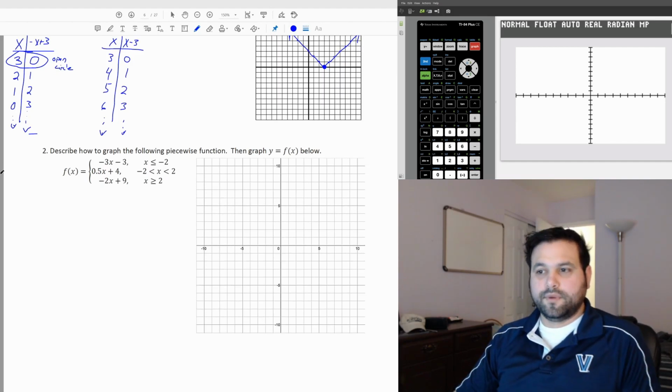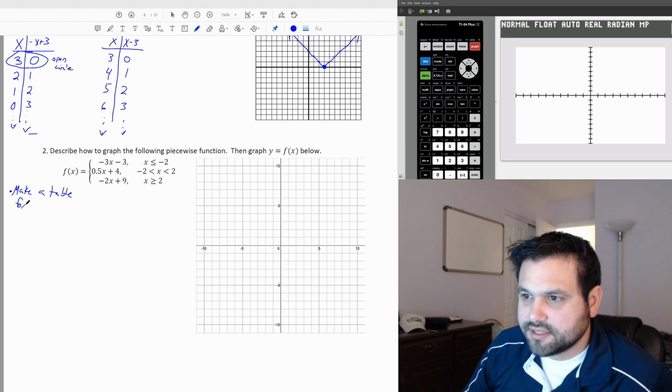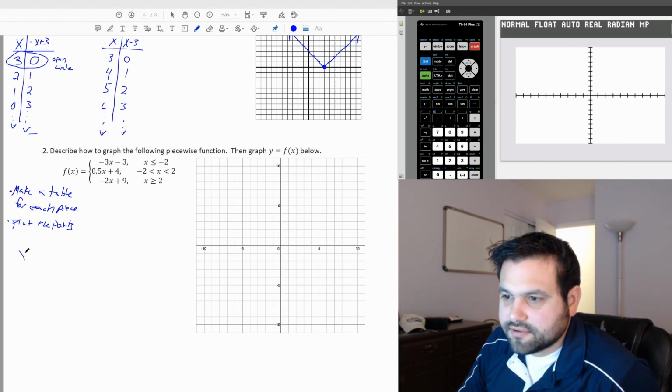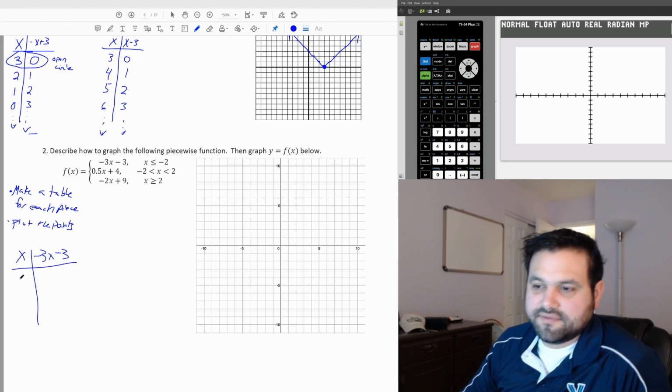So we are going to make a table. These are the steps to graphing. Make a table for each piece. And then plot the points. Right, so first piece, first table is negative 3x minus 3. And this is going to be for x is less than or equal to negative 2.